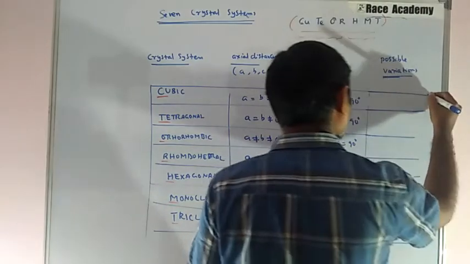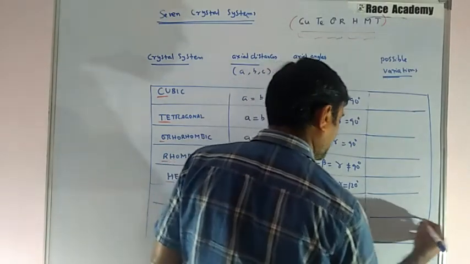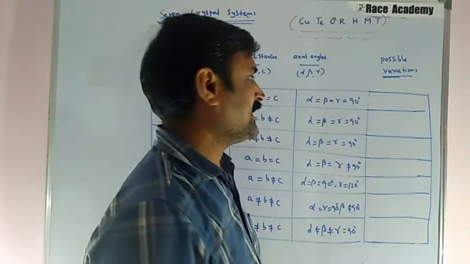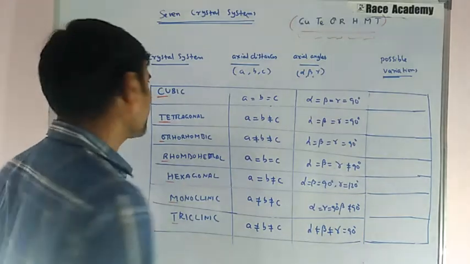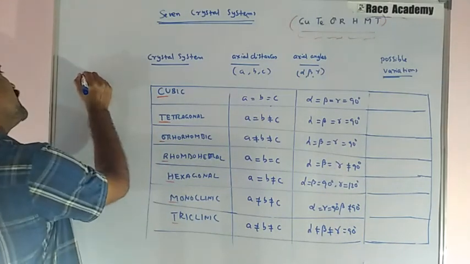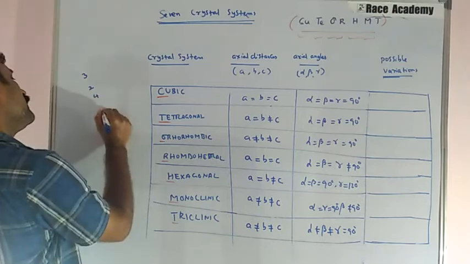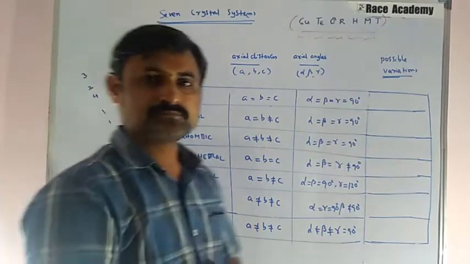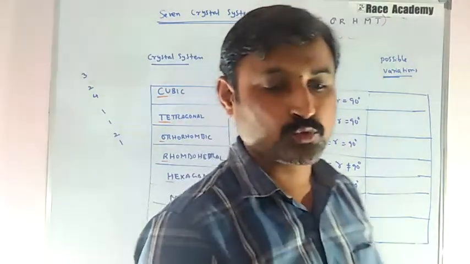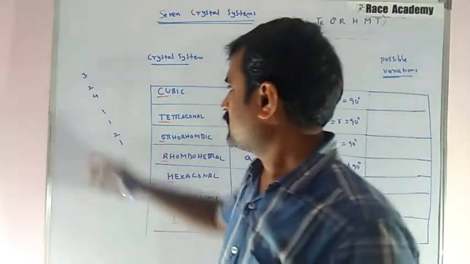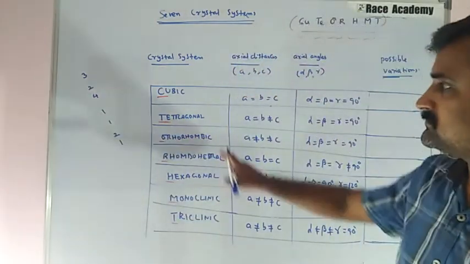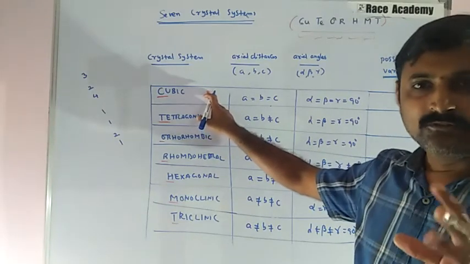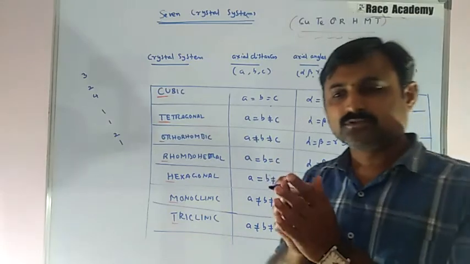Usually primitive we will indicate with the letter P, face centered F, body centered B, end centered E. Whenever you remember this 3 2 4 1 1 2 1, that is enough. In this case, 3 is for cubic. Means what are the three unit cells?